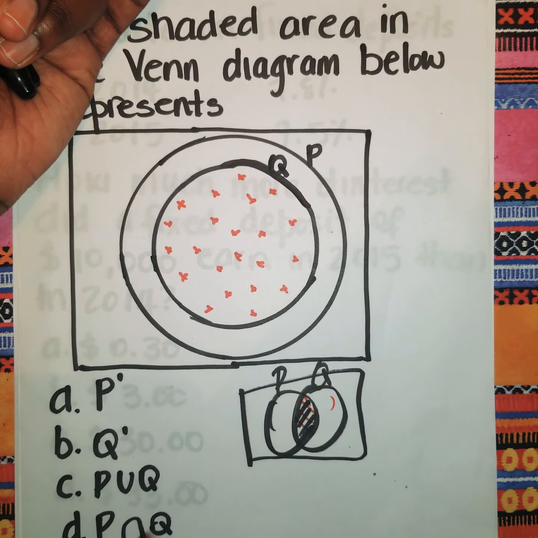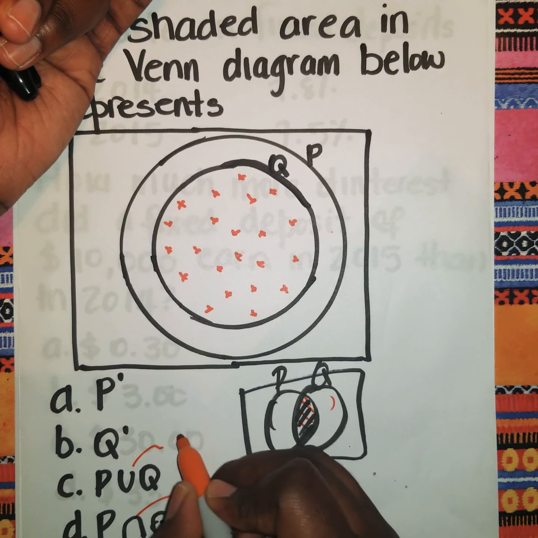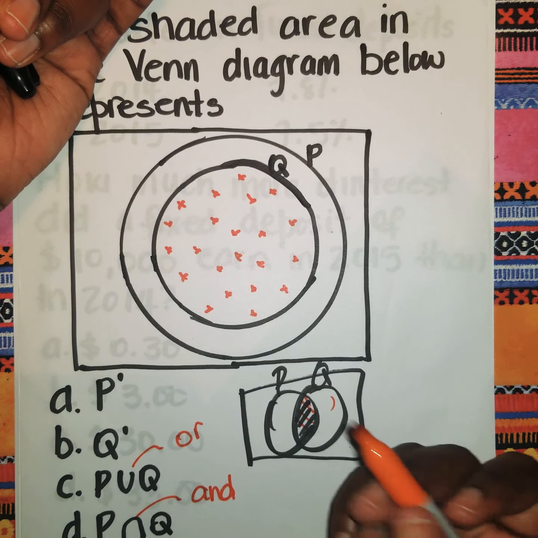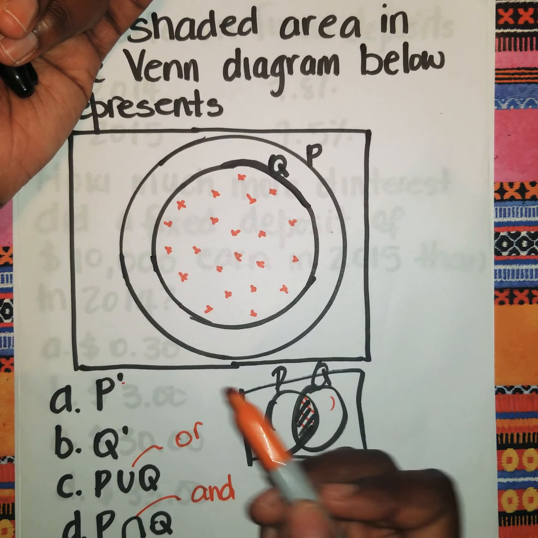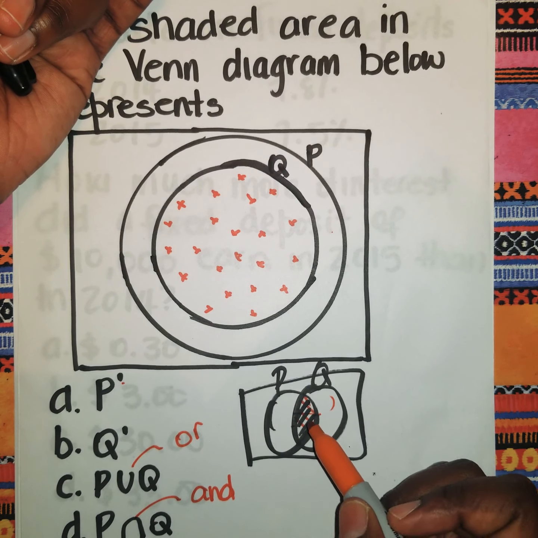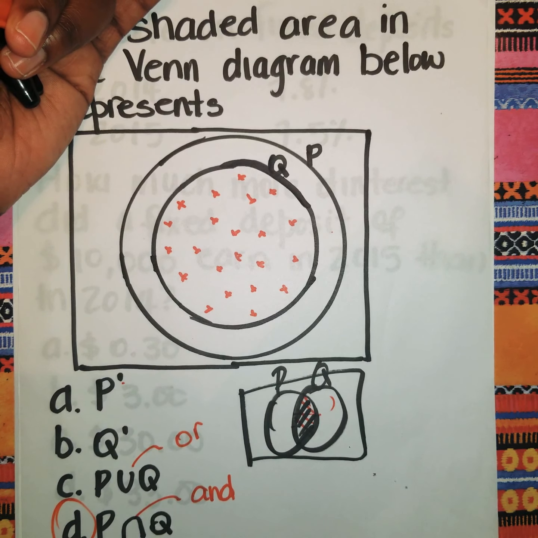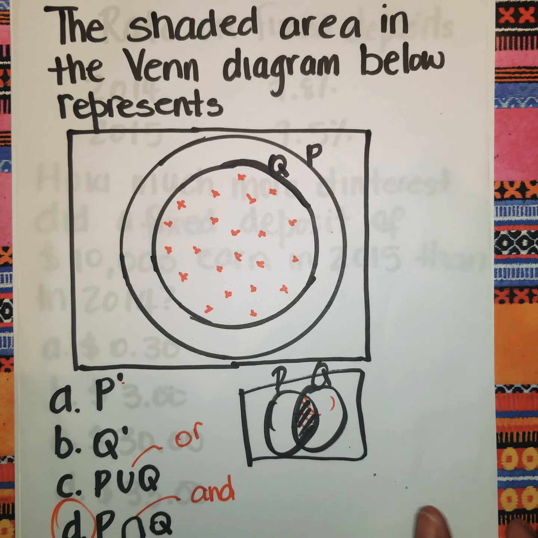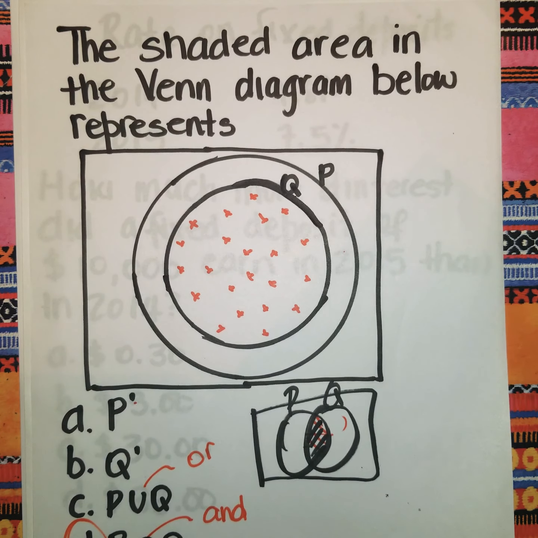So for this one, we know that the intersection here means and, the union basically means or. Complement here means everything outside of P, everything outside of Q for part B. So it has to be in both of them, so it's and. So the answer for this one is D. All right, so this is how we approach a question like this. I hope this was clear as well.